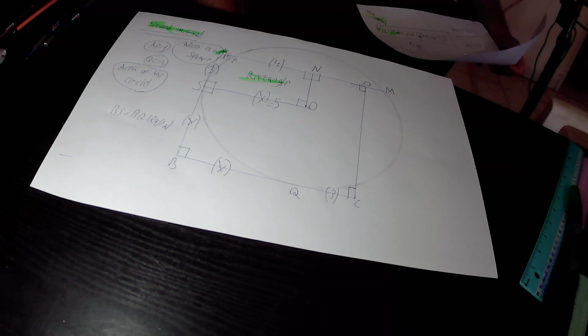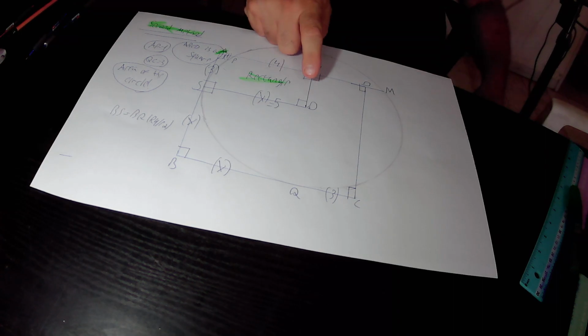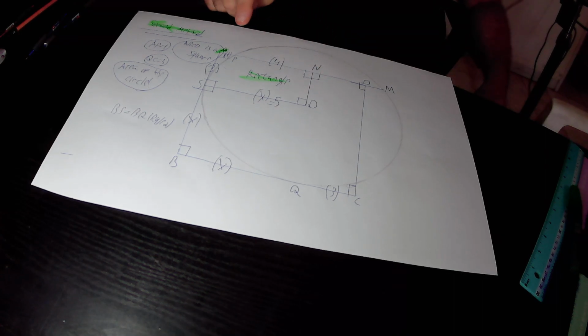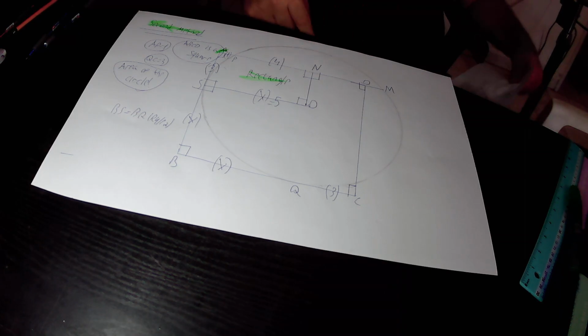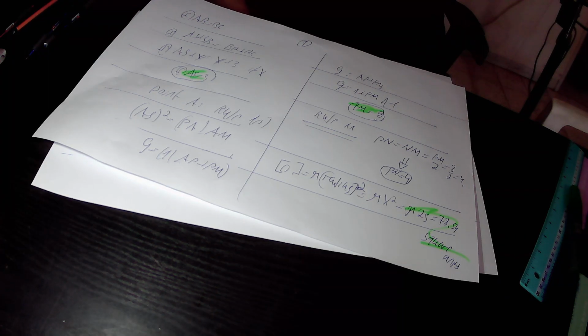So now we can implement rule 11 in our drawing. From the center of the circle, that is to say from point O, we draw a perpendicular on chord PM, and therefore all the requirements of rule 11 are satisfied. According to rule 11, the perpendicular ON bisects chord PM. That is to say, if perpendicular ON bisects chord PM, it means that PN equals NM.